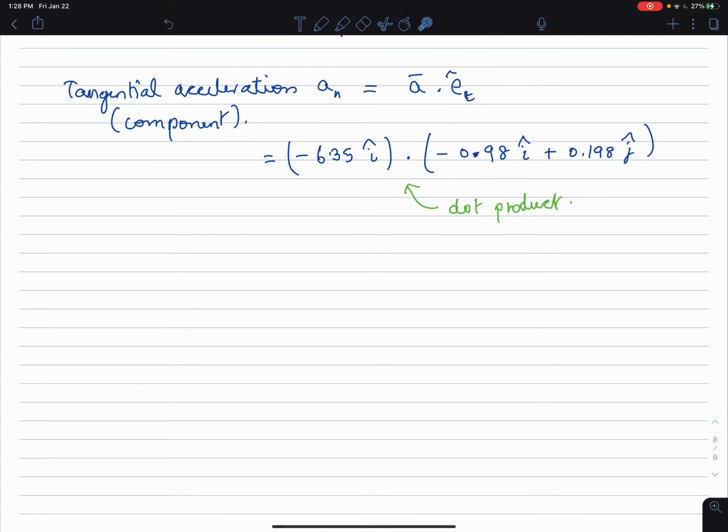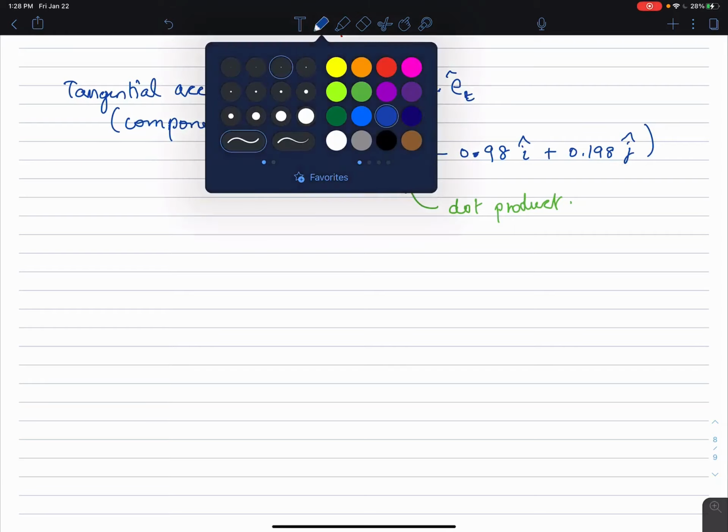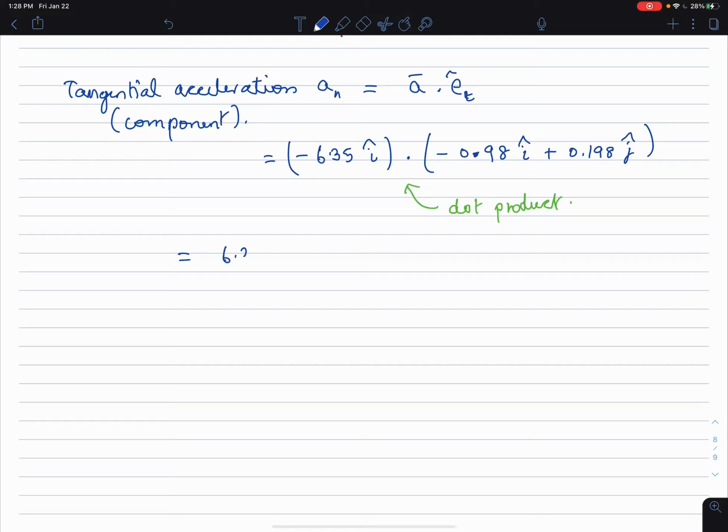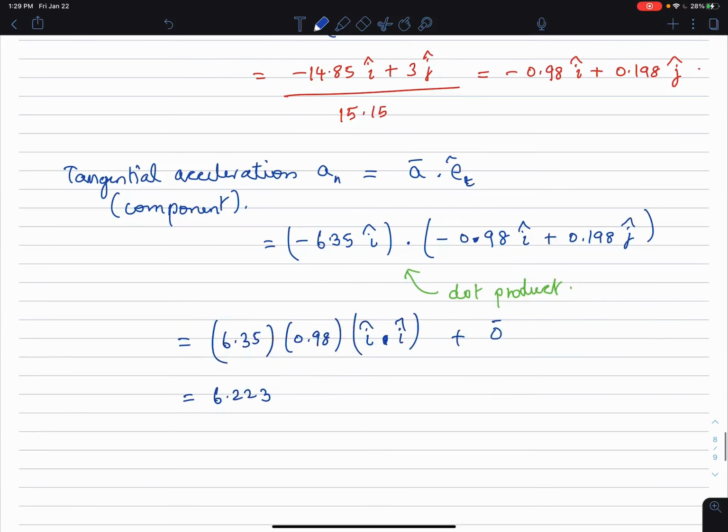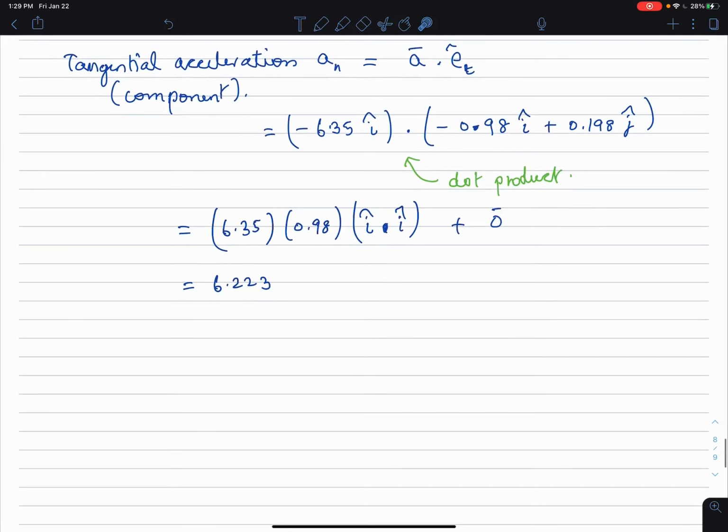I dot j is 0, so this term goes away. So you just have the product of these two things. So you have 6.35 times 0.98 I dot I plus 0, basically. It's a 0 vector. Okay, that gives us 6.223. That's it, right? So this is the component. It's a scalar value, and that's going to be equal to 6.223 meters per second square.